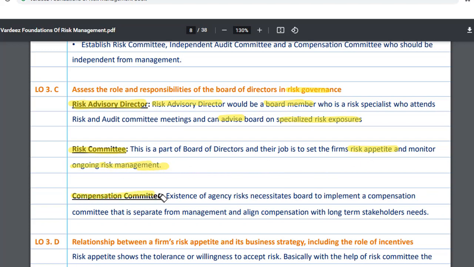Then finally we have the compensation committee. Now, existence of the agency risk necessitates a board to implement a compensation committee. We already talked about the agency risk due to management taking more and more risk just to get more compensation. It's always advisable that the compensation committee is separate from management, and aligns compensation with long-term stakeholder needs. Okay, this is something that needs to be done. The same thing that we've talked about in the corporate practices.